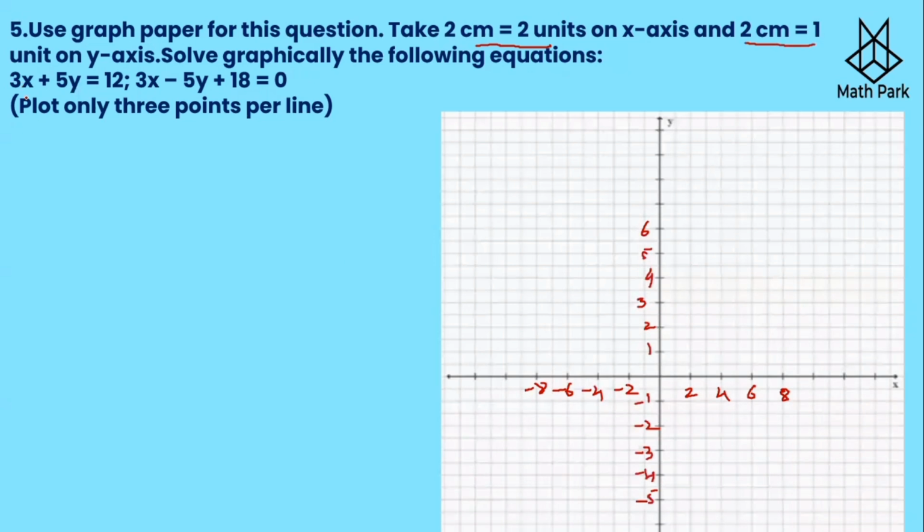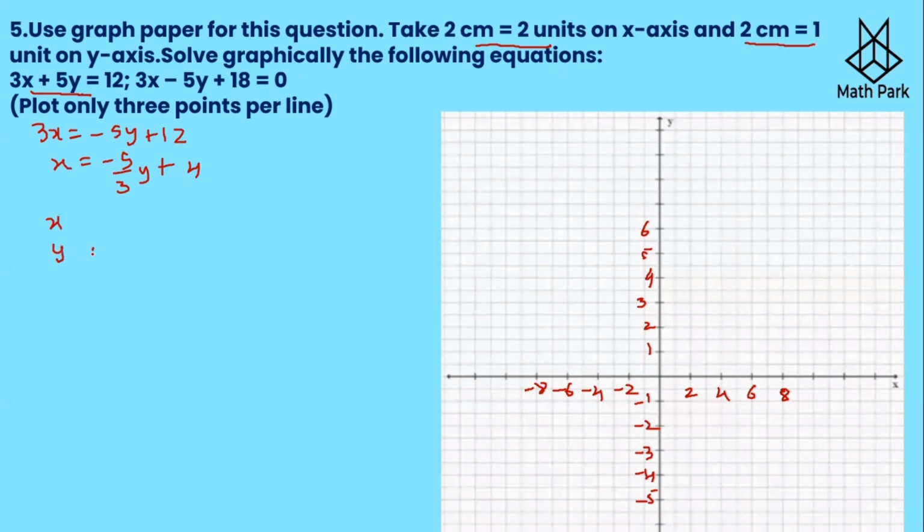So let us make x the subject. I'm starting here. 3x is equal to minus 5y plus 12. So you get x is equal to minus 5 by 3y plus 12 by 3, which is 4. Now in this, you will take the values of y in multiples of 3 so that it becomes easy for you to calculate. Let us create the table x and y.